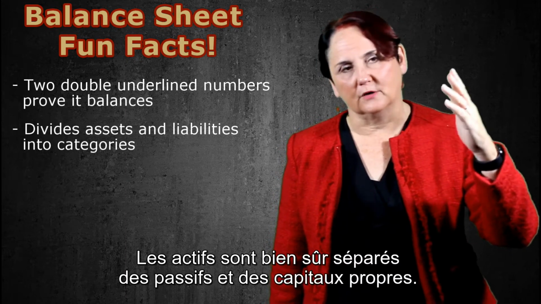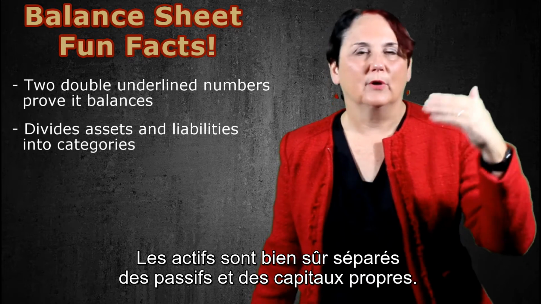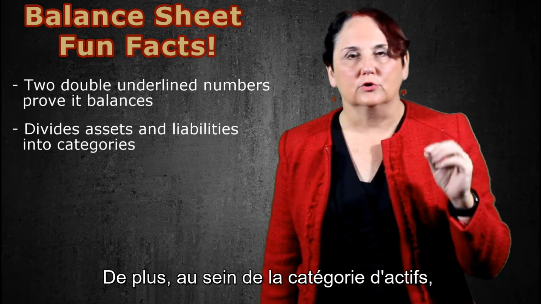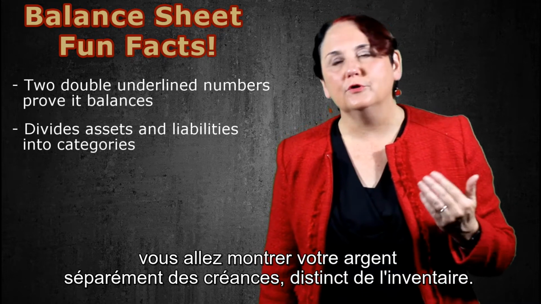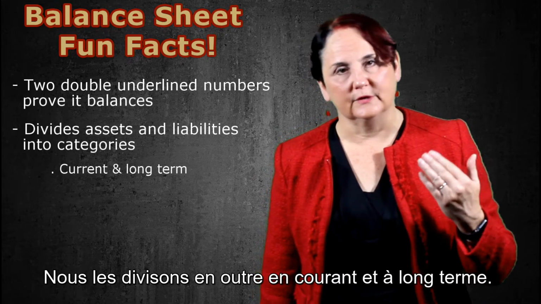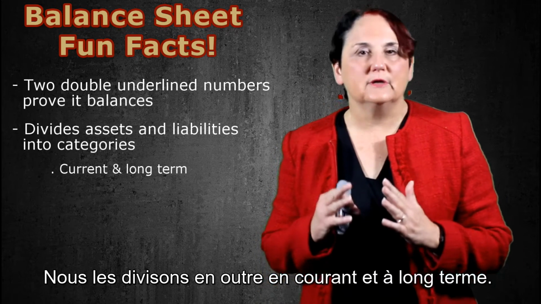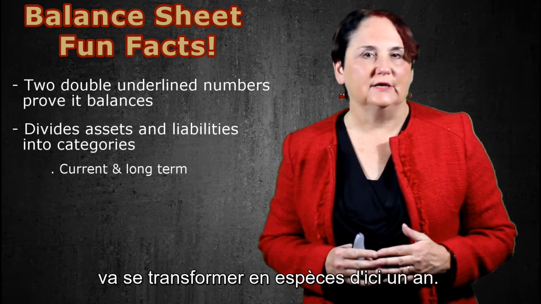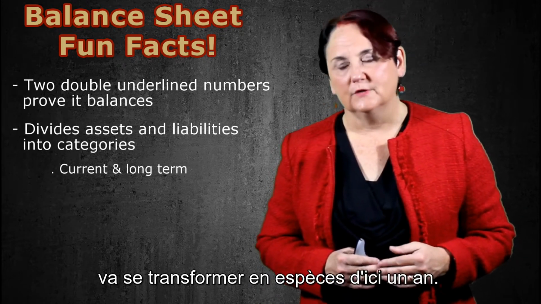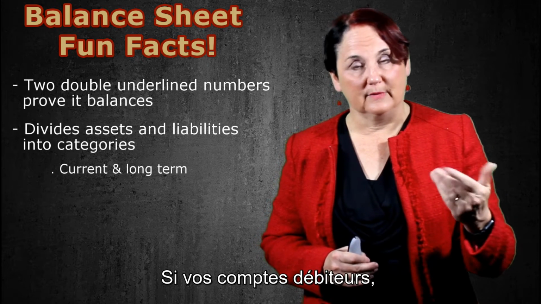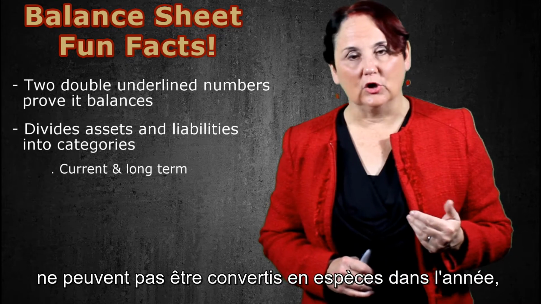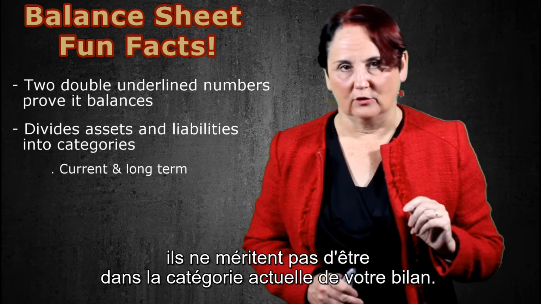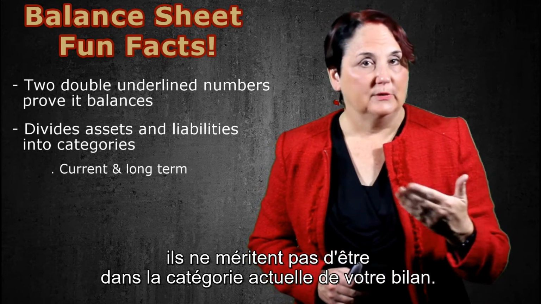The balance sheet also divides your assets and liabilities into categories. Assets are separate, of course, from liabilities and equity, but also within the asset category, you're going to show your cash separate from receivables, separate from inventory, and we further divide them up into current and long-term. A current asset is going to turn into cash within a year. So if your accounts receivable, which are the amounts that are owing to you from your customers, cannot be turned into cash within a year, they don't deserve to be in the current category on your balance sheet. They don't meet the criteria.